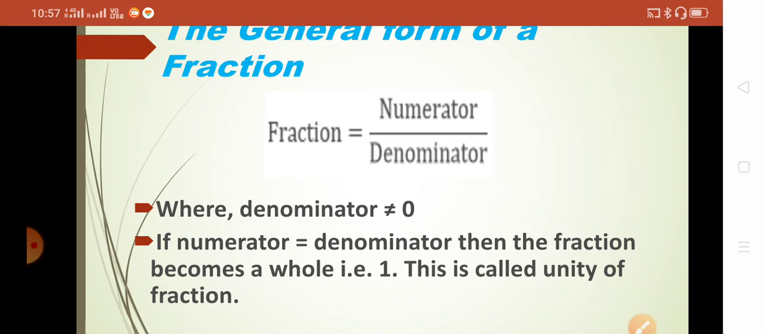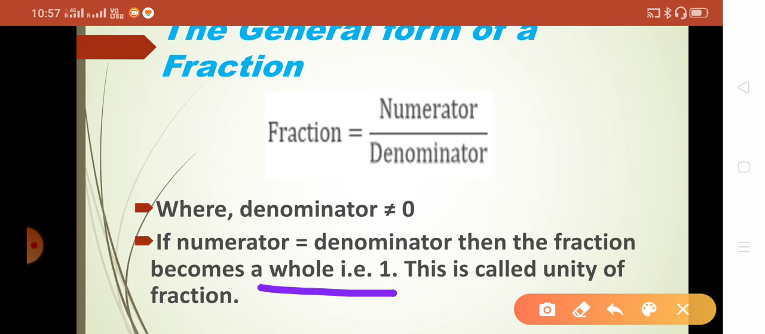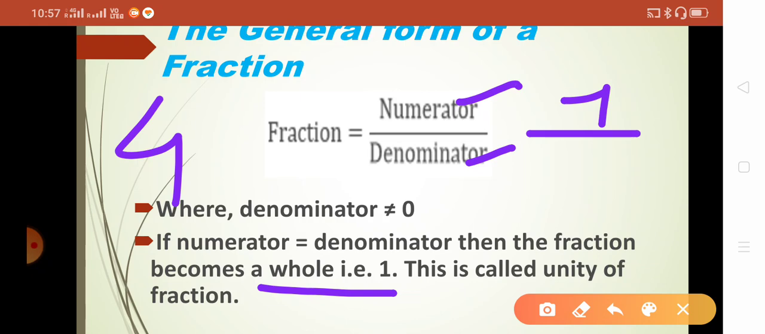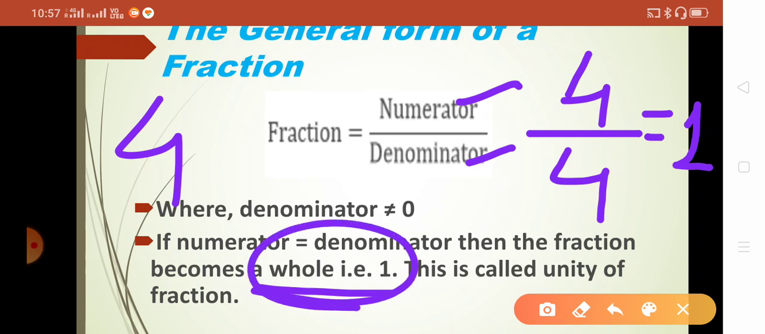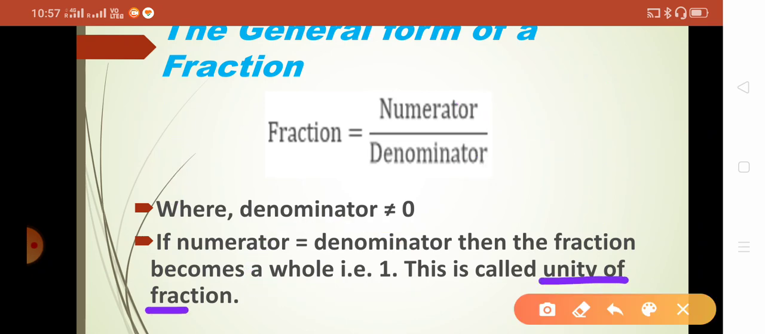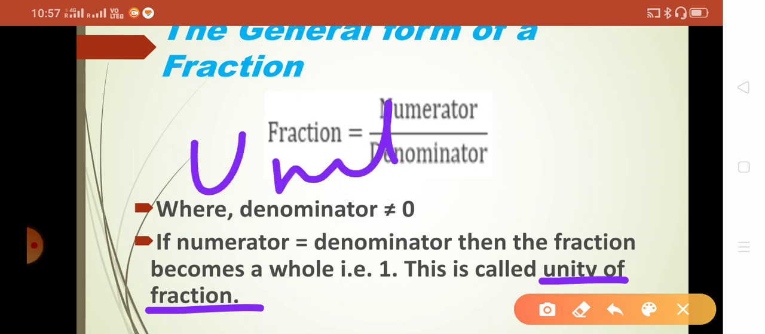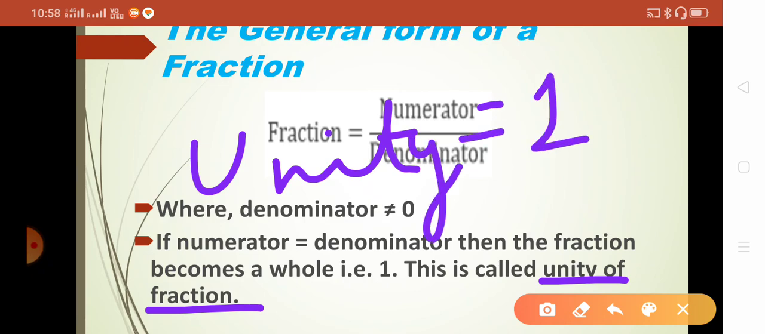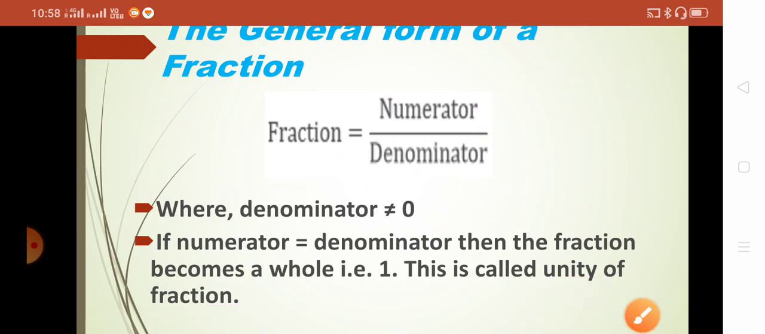If numerator and denominator are equal, then the fraction becomes 1, a complete thing. If you have 4 pieces of pizza and you haven't eaten any piece, how many do you have? 4. So you will write it as 4 by 4. That means you have your complete pizza, the whole value. This is called unity of the fraction, as unit means 1. So unity is the complete value of the fraction.